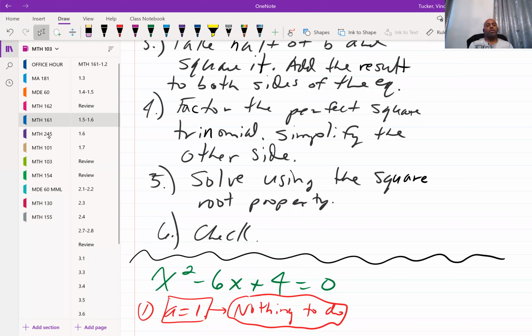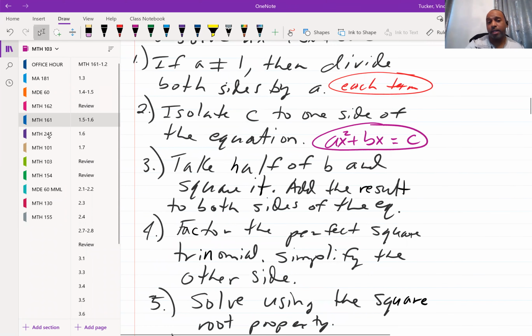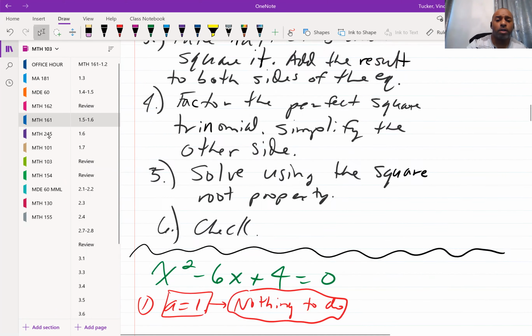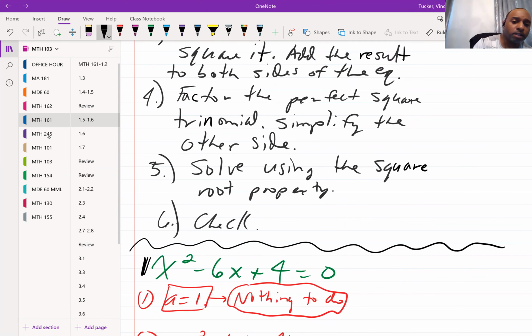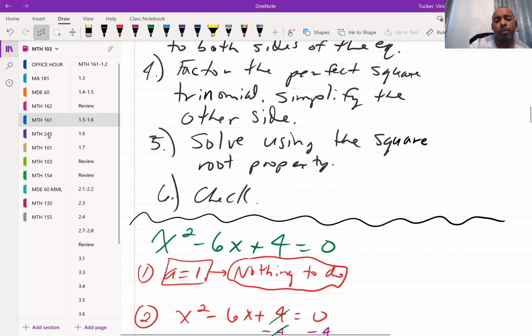Okay, so let's look at the first example: x² - 6x + 4 = 0. So the first step says if A is not equal to 1, that means if A is equal to 1, then there's nothing to do. So here we recognize that A is equal to 1, so we don't have to do anything for the first step. And the next one we'll do with A not being equal to 1.